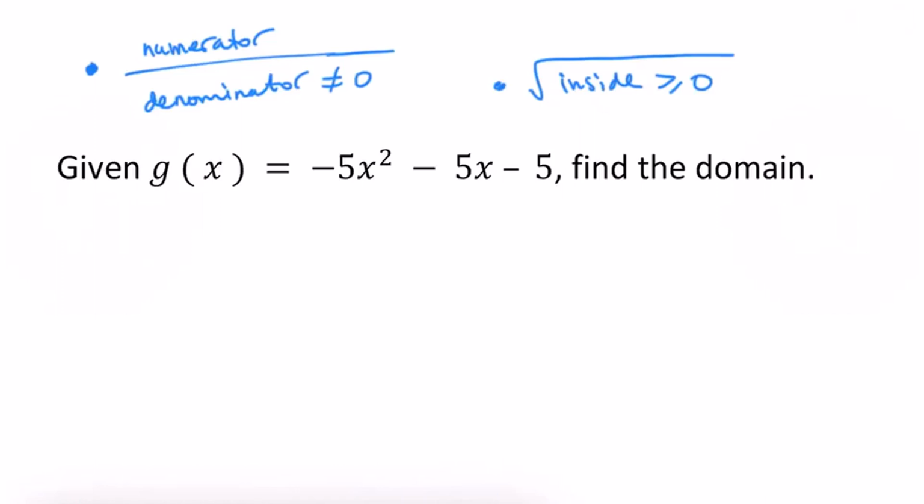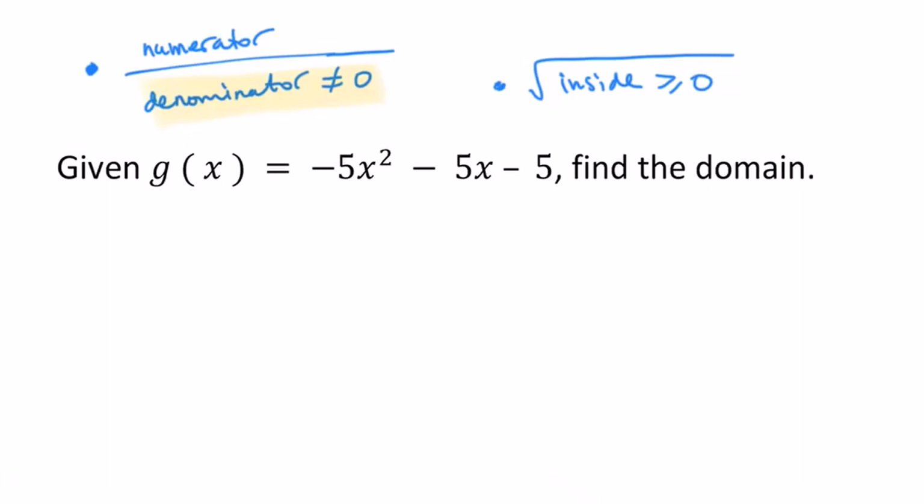Given g of x is equal to negative 5x squared minus 5x minus 5, we want to find the domain. So here, when we want to find the domain of a function, we need to check for two cases. The first one is the fraction. If we have a fraction, we need to set the denominator not equal to 0 and solve.